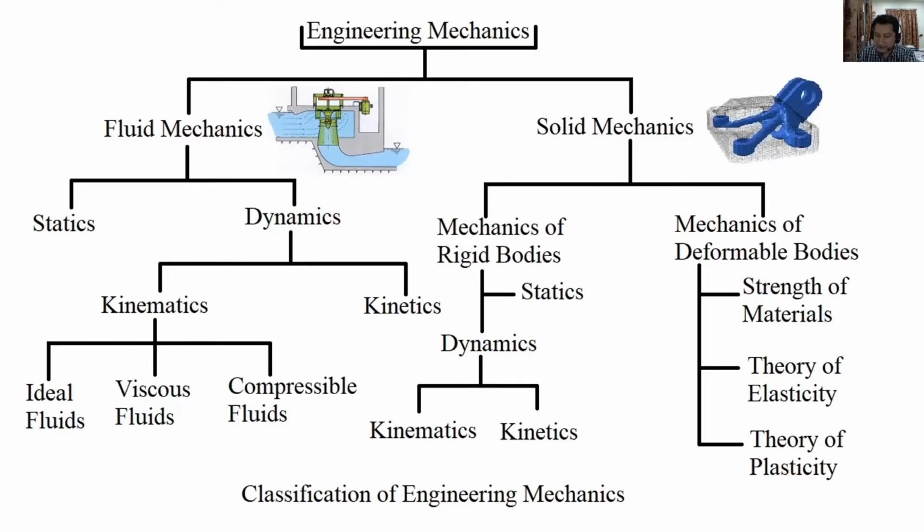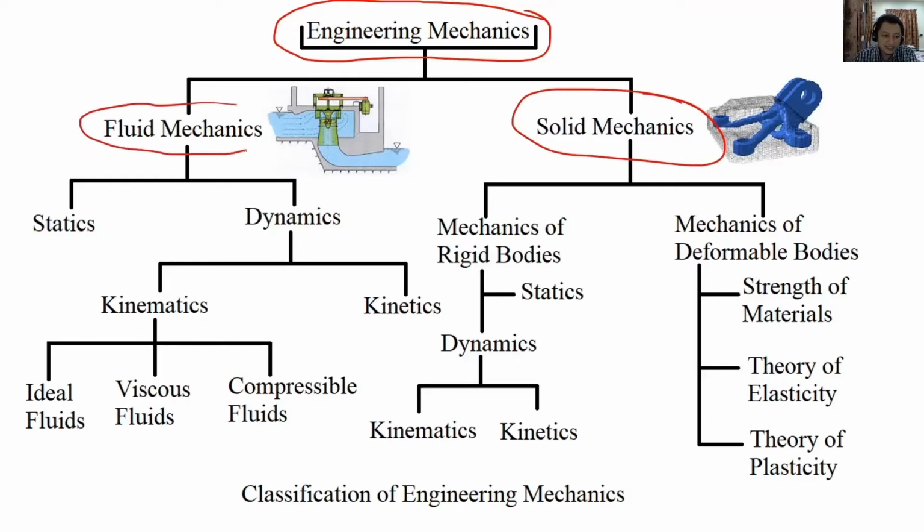So basically, if you look at engineering mechanics, the branch itself consists of two things: solid mechanics and also fluid mechanics. Under fluid mechanics, there are a lot of branches. But we are learning solid mechanics here, and under solid mechanics, we are learning mechanics of deformable bodies. This one you learn in strength of materials, yeah, this subject.